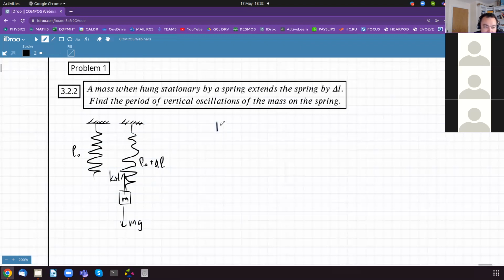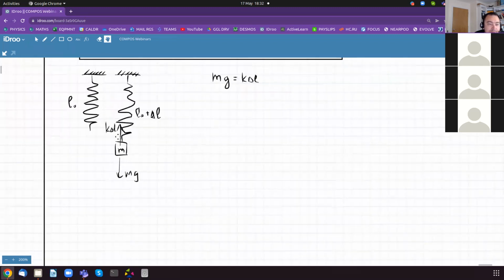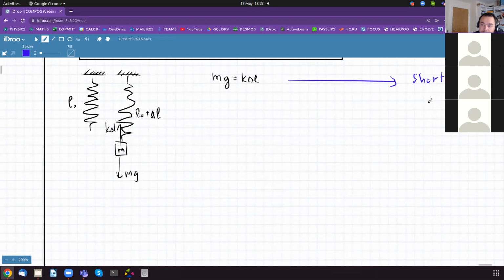So let's write this down. Mg is k delta L. Okay. Now let's say we move the spring even further. So look, there's a short way of doing it.